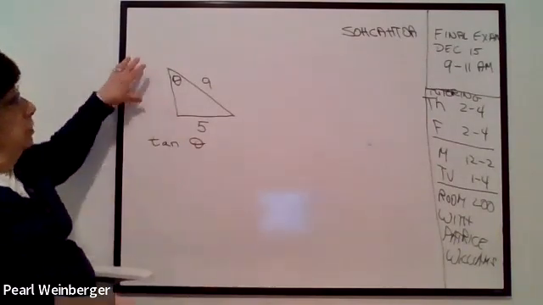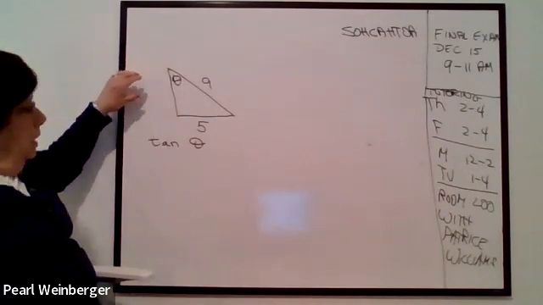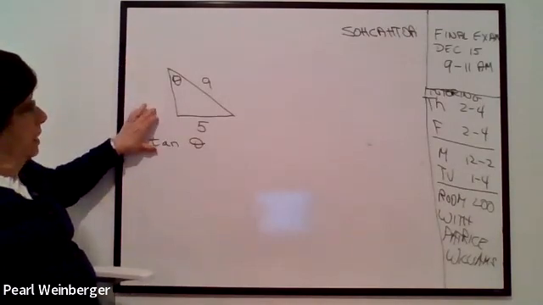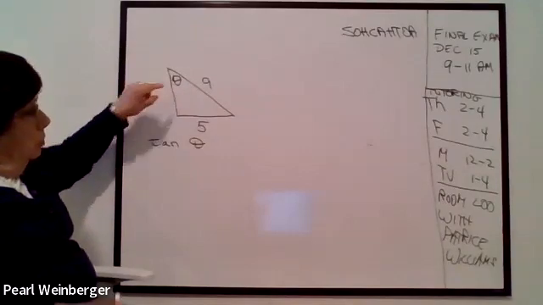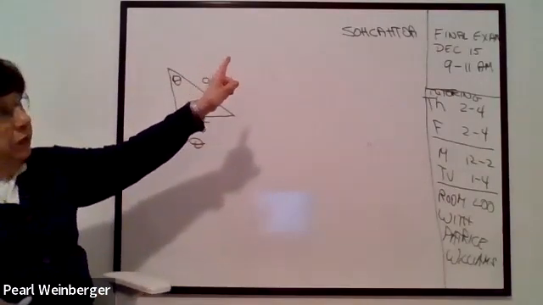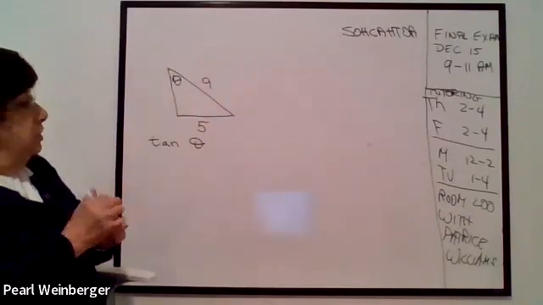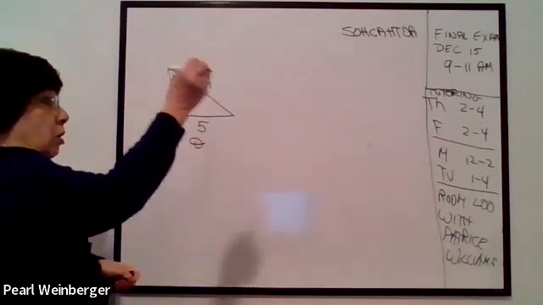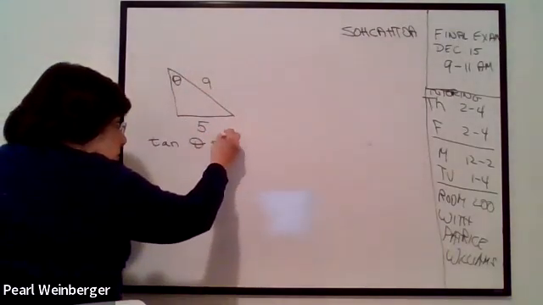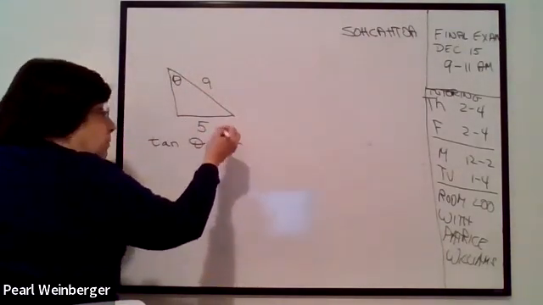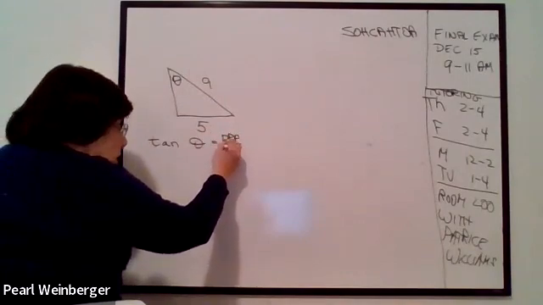Okay, so let's go to this problem. And we want to find the tangent of theta. Now, theta is up here. So let's look. We have SOHCAHTOA. So tangent stands for O, which is opposite, over A, which is adjacent.